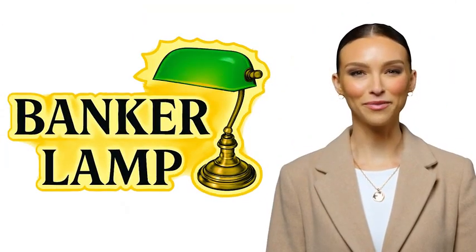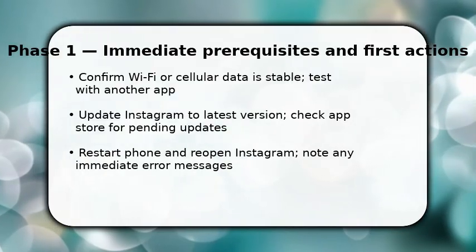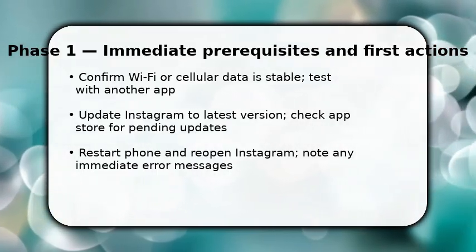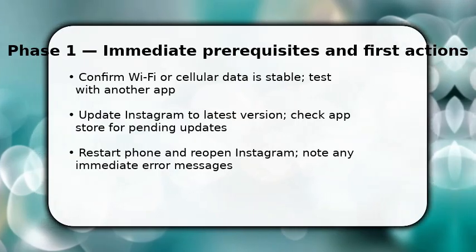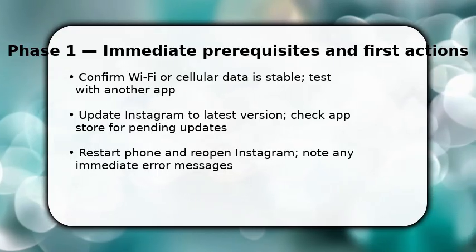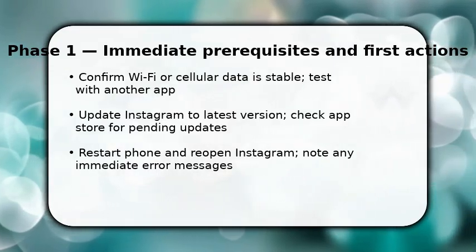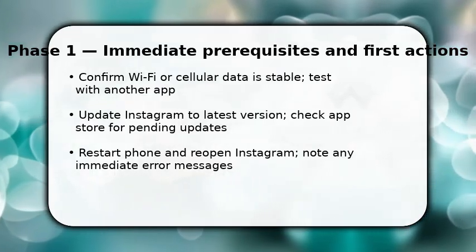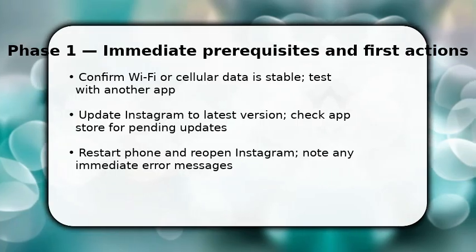Please enjoy the video. You begin by confirming basics so you can act quickly: check Wi-Fi or cellular data, and test another app to rule out network issues. Next, update Instagram to the latest version. Updates often fix messaging bugs. Once done, restart your phone and reopen Instagram. Observe any error text or code because that guides the next steps.